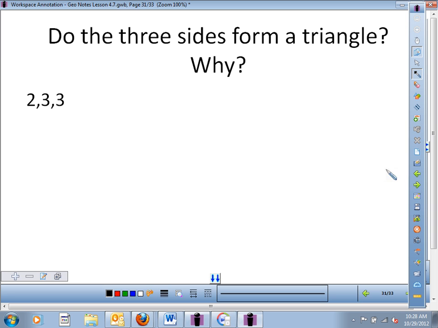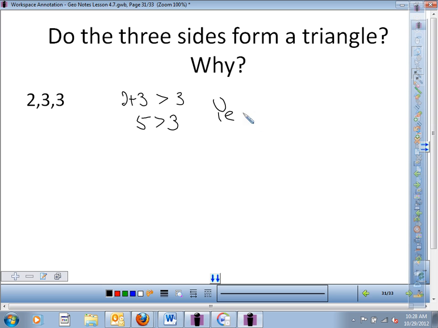All right, so 2, 3, and 3. Now if we look at this guy, do the three sides form a triangle? 2 plus 3, is that greater than 3? Is 5 greater than 3? You betcha. So is that a triangle? Yes. Now classify it. This one's cool because if you look at it, we have two equal sides, so right away we know it's isosceles.